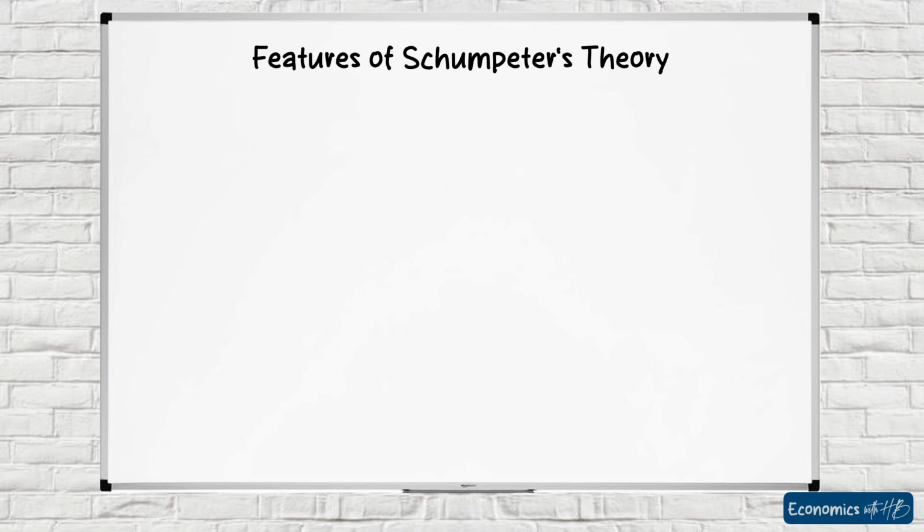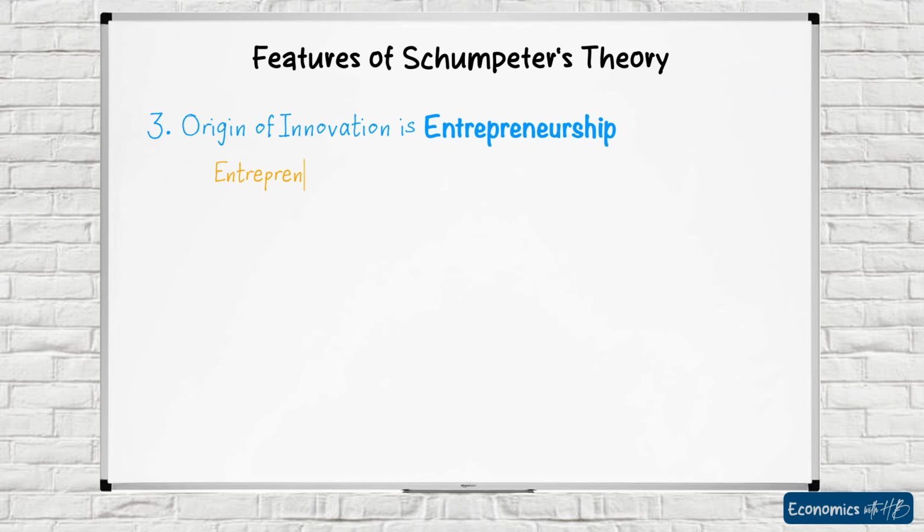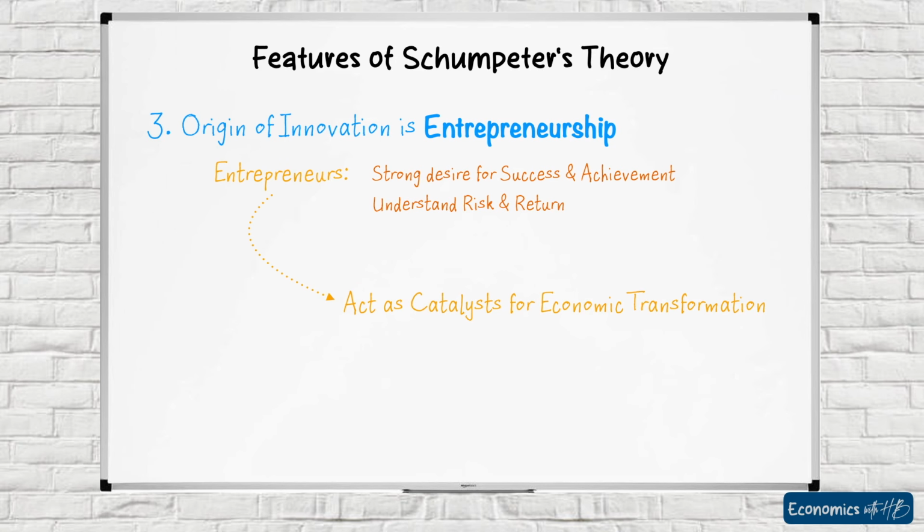Next prominent feature in Schumpeter's theory comes from his unwavering belief in entrepreneurs and their ability to innovate. He says that the origin of innovations is entrepreneurship. Entrepreneur is the central figure who introduces innovations and assumes risks. He says that entrepreneurs are motivated by a strong desire for success and achievement and understand the risk and return metrics, therefore are willing to take risks on the path to innovation. They act as catalysts for economic transformation.